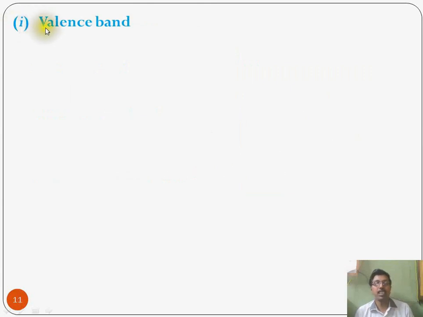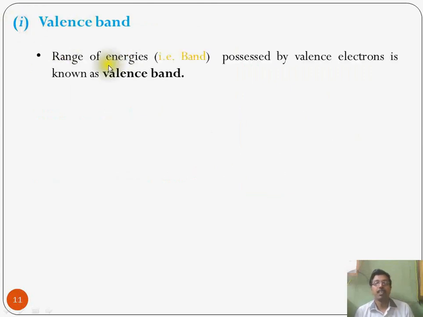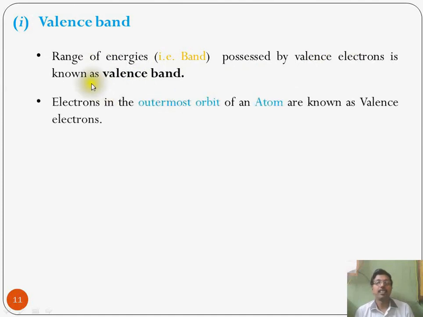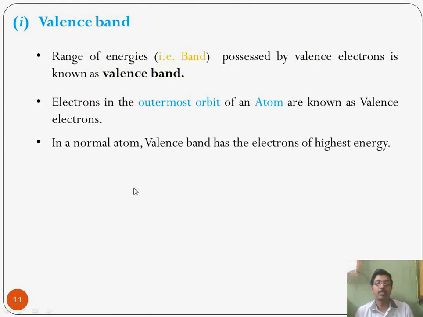First of all, what is a valence band? The range of energies is called a band. That is the range of energies possessed by the valence electrons. The energy possessed by the valence electrons is known as the valence band. The electrons in the outermost orbit of an atom are known as valence electrons. We have already discussed this.